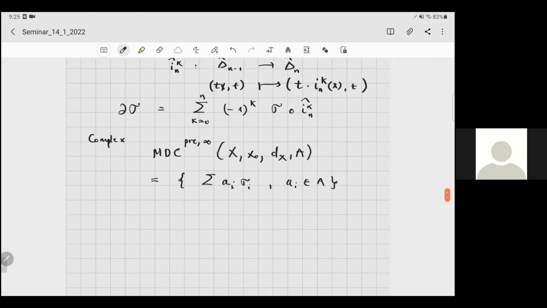Here, because I put "pre", it means we are not using this yet. So we have to define some relation, which we call the immediate relation.